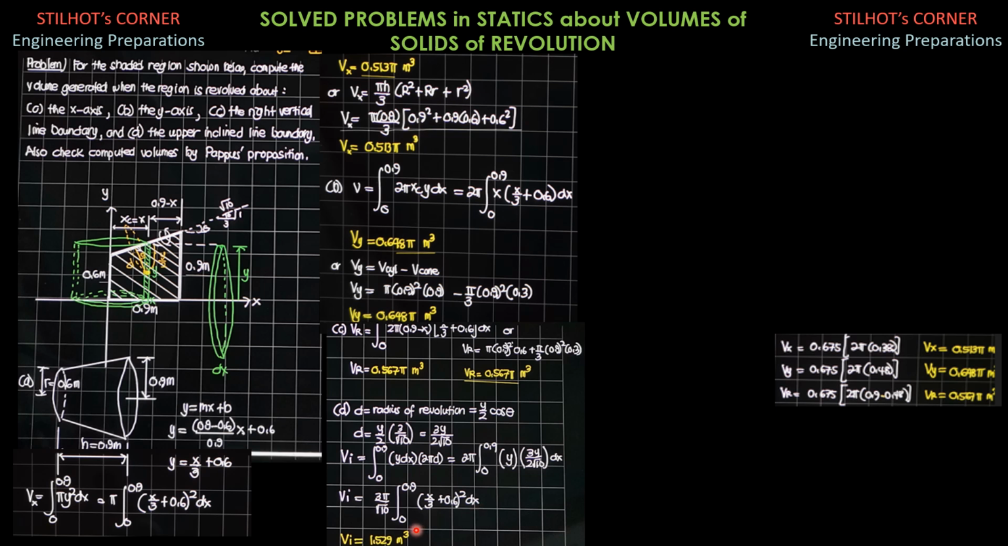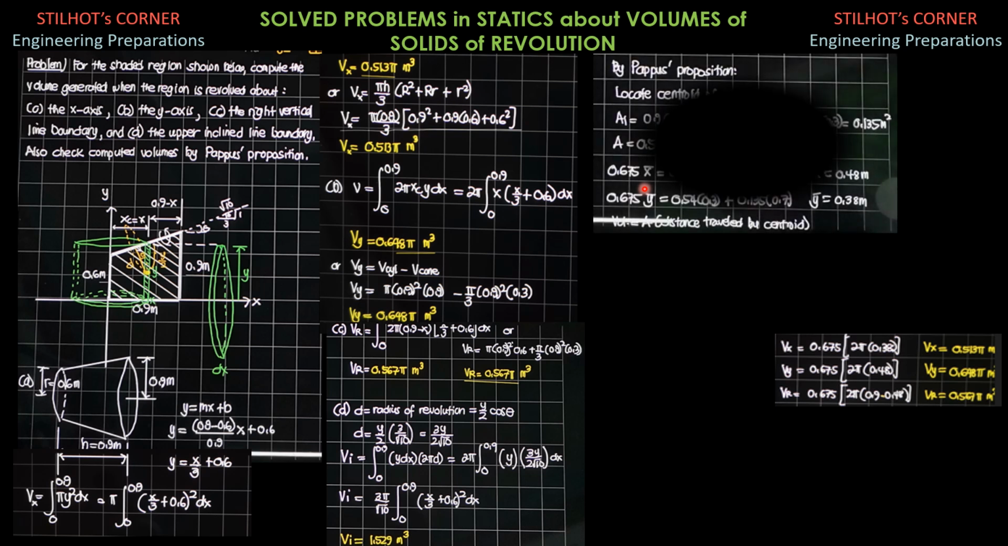So using your calculator and incorporating pi this time in the calculations, the volume of the solid of revolution when this region is revolved about that inclined axis is 1.529 cubic meter. So we have an instruction here to check the volume by Pappus proposition.